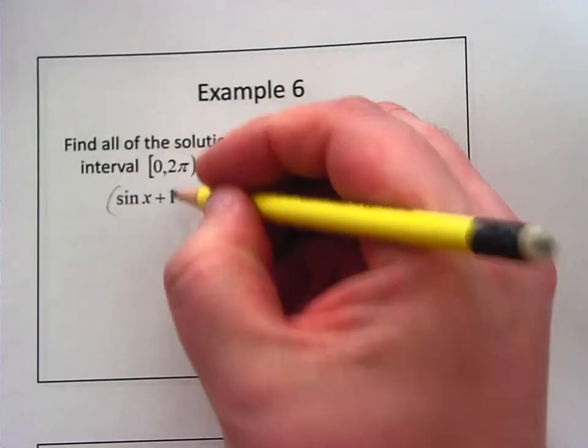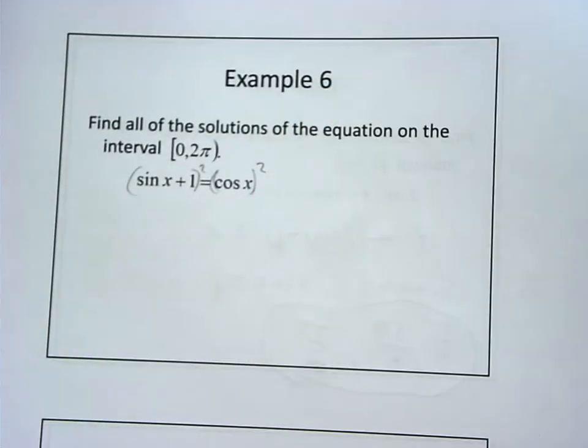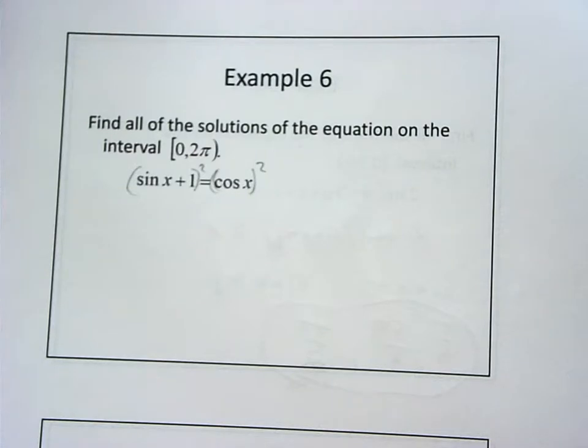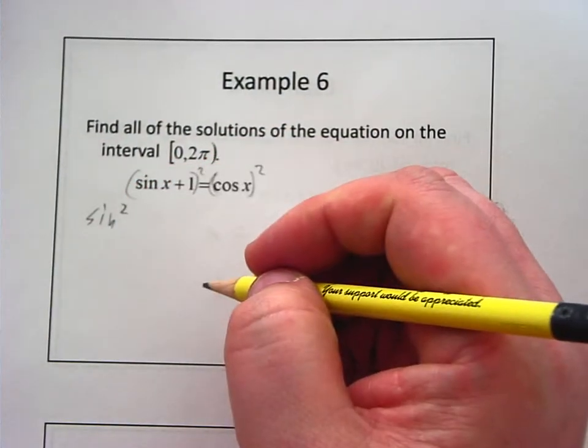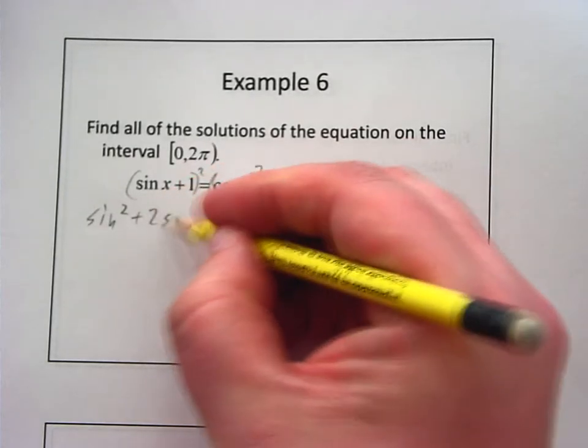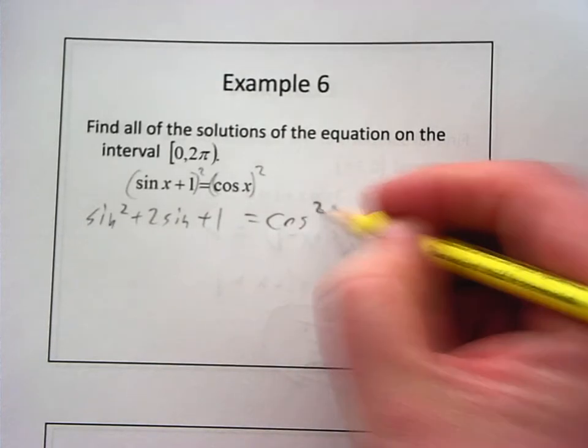If I square both sides of this equation, now the one issue with this, whenever you do something like this where you're squaring or square rooting, primarily squaring though, you can end up with extraneous solutions. You can end up with answers that do not work. So you do need to make sure to check your answers on these. If I square the left, I'm going to get sine squared plus 2 sine of x plus 1 and cosine squared over here.